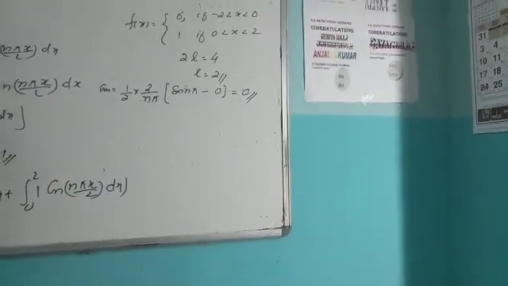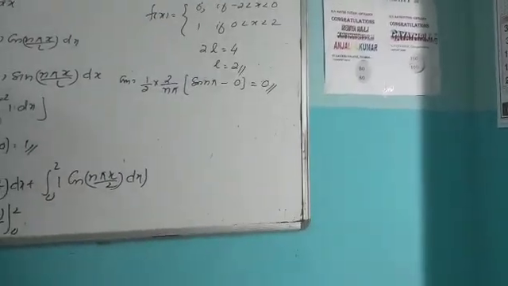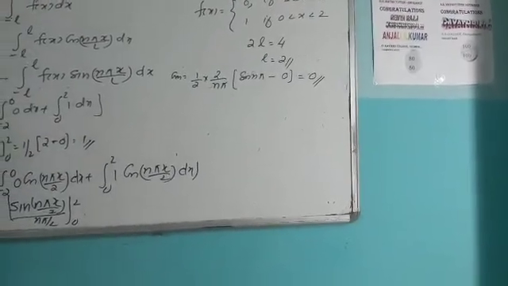For a0: the integral from -2 to 0 of 0 dx and from 0 to 1 dx. The integral of dx is equal to x, so 2 minus 0 equals 1. So a0 is equal to 1 and n is equal to 0.